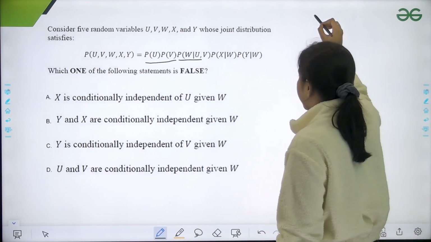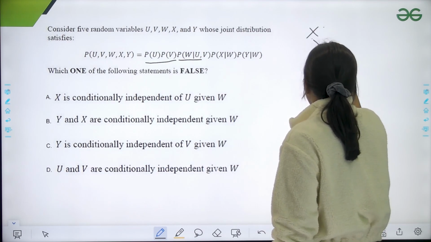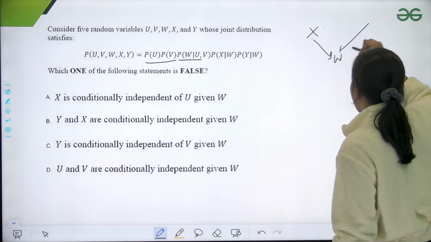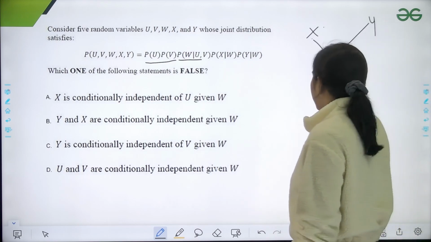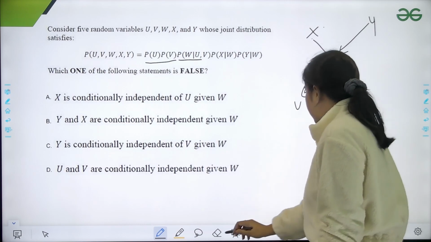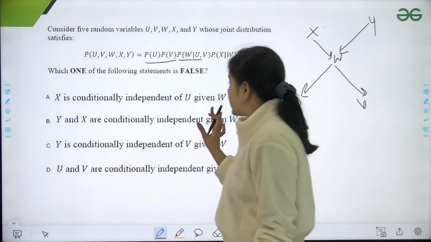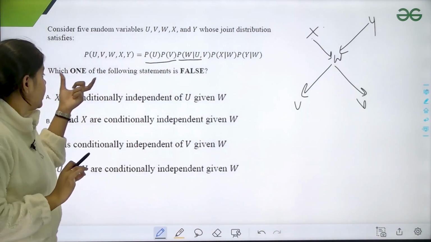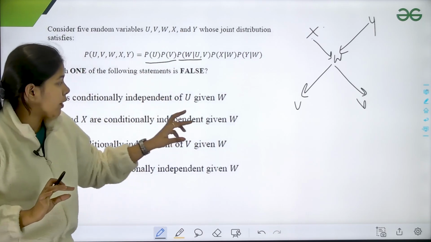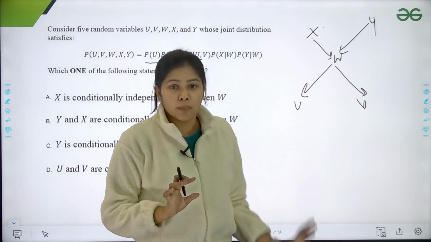So let's see. If I write it down here, x is dependent on w, right? Because I can see that probability x given w, and y is also dependent on w, and then w is dependent on u and v. Now, we have to tell which one of the following statements is false. X is conditionally independent of u given w. So I can say that x is conditionally independent of u given w, right?